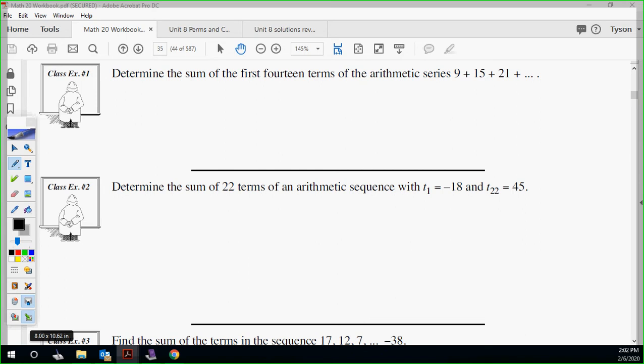So you want to get in the habit of identifying a, d, and n. Here's what you want to identify. What is a? 9. What is d? Good. And what is n? 14. You have everything you need to use the basic formula. It's not always going to be that simple. You have to do a little bit of work to find this stuff sometimes. But in this case it is.